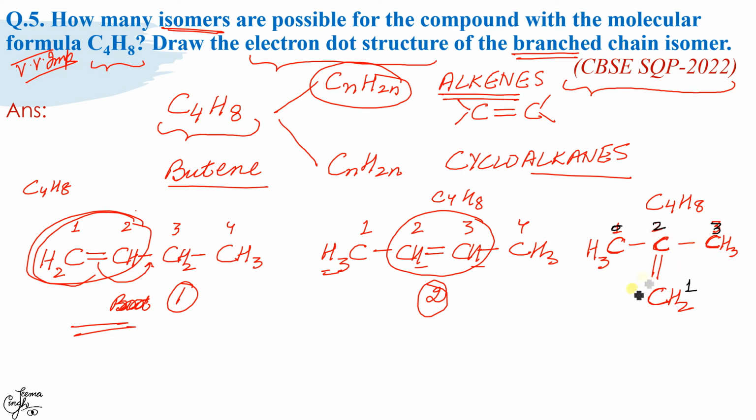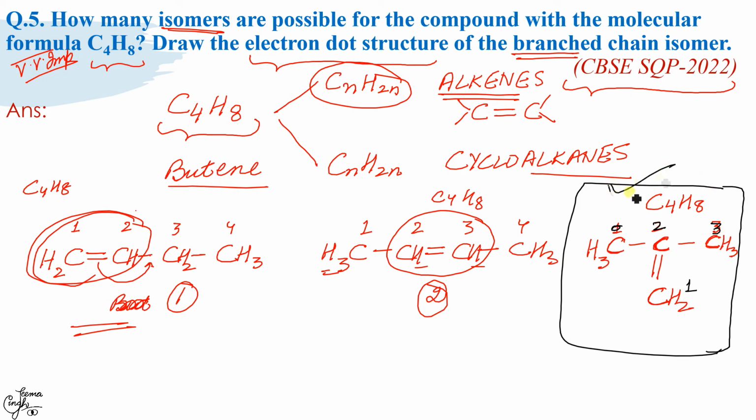So we see that we have a branched structure. You are supposed to draw the electron dot structure only for this one. You can try this in rough, and only this one you are supposed to draw the electron dot structure. But you have to keep trying. Is there any other possibility? Because for the first part, how many isomers are possible? Most of the students will say 3 isomers are possible.